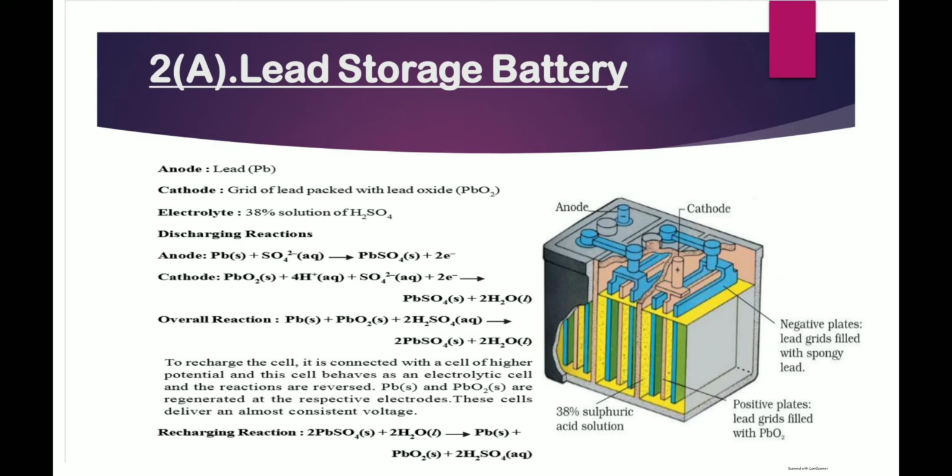By applying external current, we can charge the battery again, and the reaction during charging at the anode is PbSO4 plus 2H2O gives PbO2 plus SO4 2- plus 4H+ plus 2 electrons, and at the cathode the reaction is PbSO4 plus 2 electrons gives Pb plus SO4 2- ion. You can write the overall reaction.